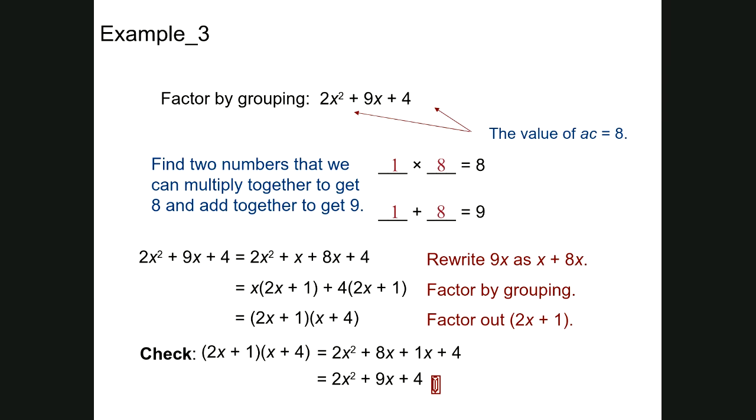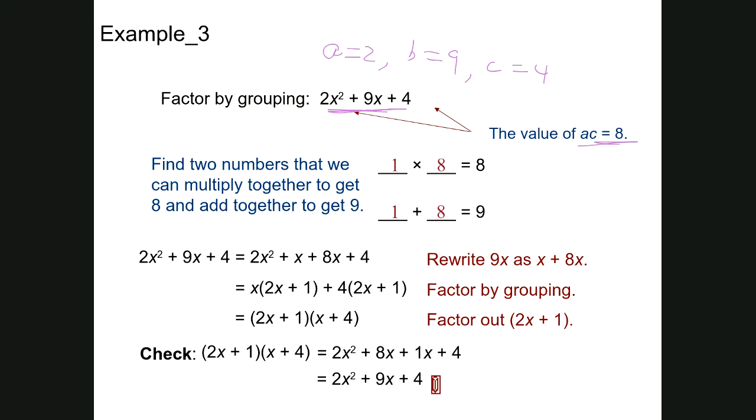Okay, look at this one right here, factor by grouping. These are all positive. If you look at this one right here, B and C both are positive, so we're going to factor into positive numbers only. So A is 2, B is 9, C is 4. So A times C will be 8.